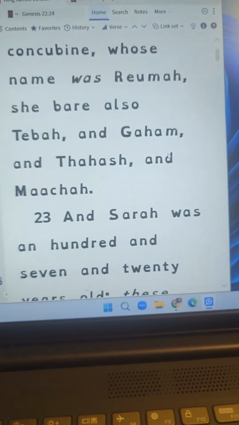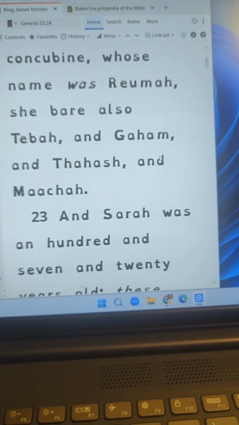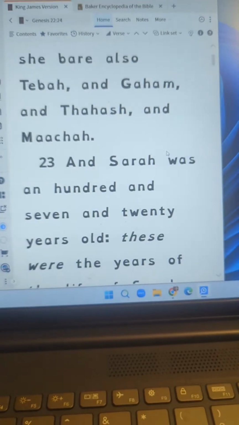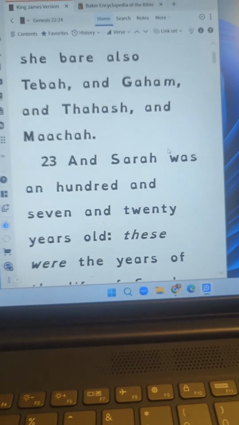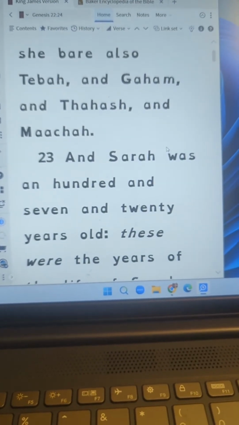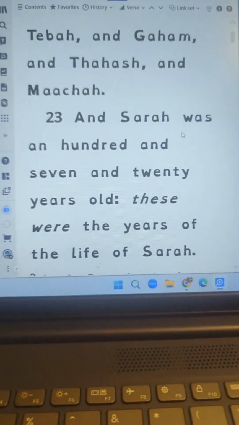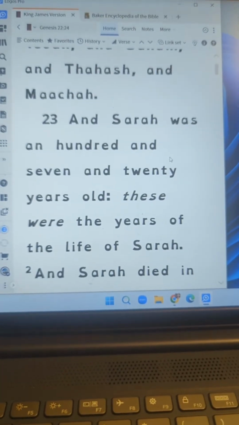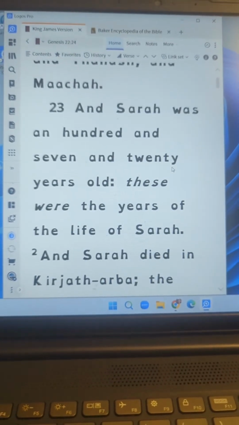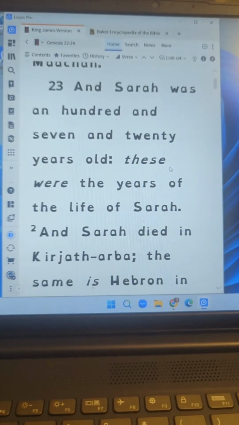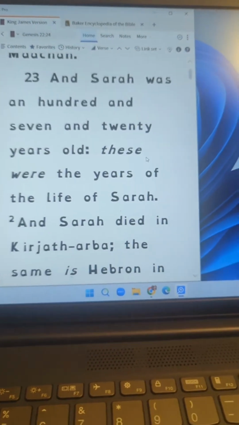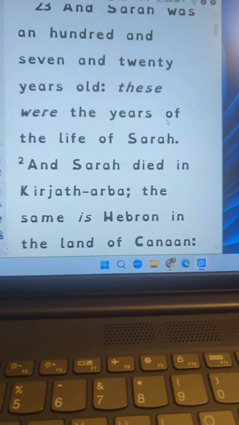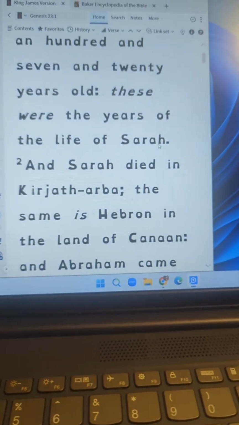And Sarah was 127 years old. These were the years of the life of Sarah, and Sarah died in Kirjath Arba. The same is Hebron. Okay, Hebron is going to be very important later on in the land of Canaan.